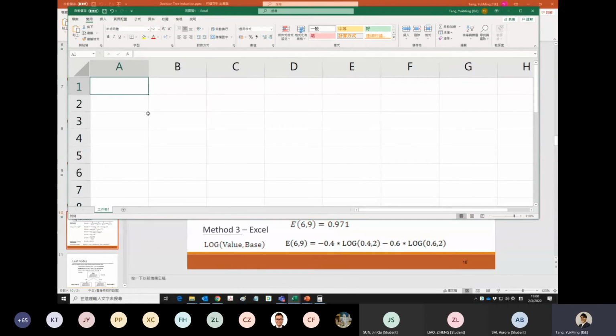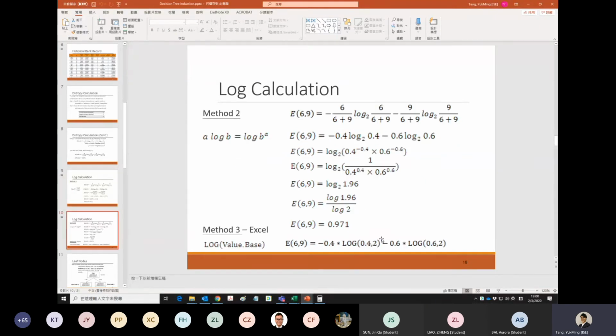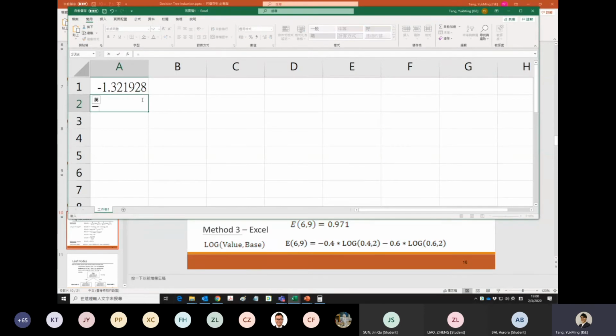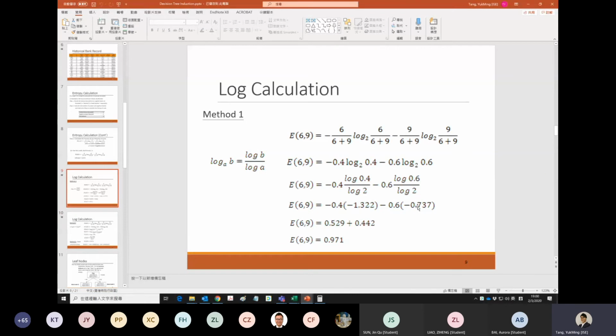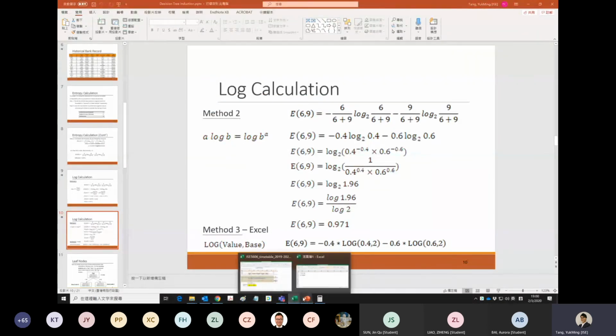So we can use Microsoft Excel, it's very simple. Now we want to calculate equals log, and then 0.4 with the base equals 2. And then we got the answer, minus 1.322. Okay, so for another one, log 0.6 with the base equals 2, which is equal to minus 0.737. So it's very simple.